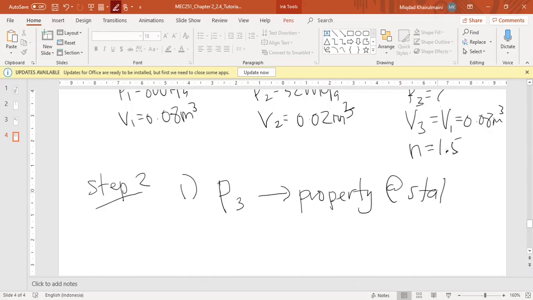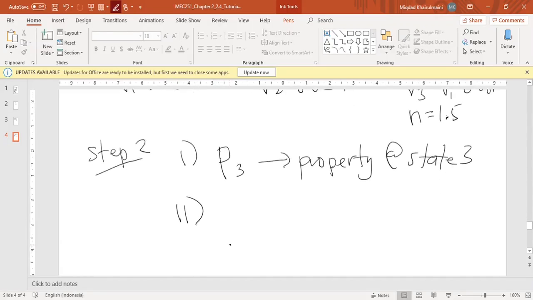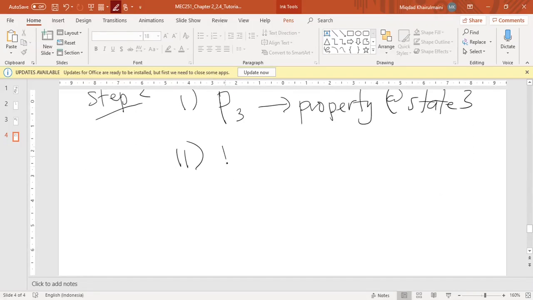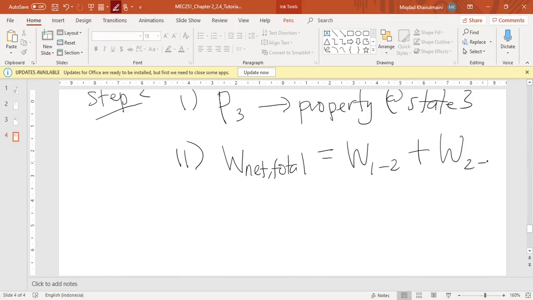For number 2, the total amount of boundary work. The net total is equal to the addition of both boundary works: the first boundary work, isothermal, and the second boundary work, polytropic. So we write the equation for the boundary work. For isothermal, it's P1 V1 ln V2 over V1. We can also use mRT, but I prefer using P1 V1 since that's the value we have.